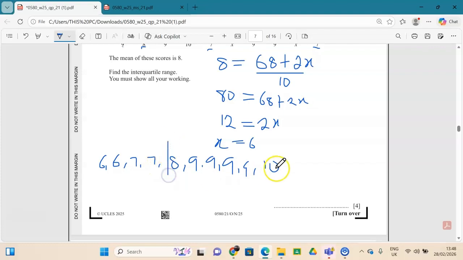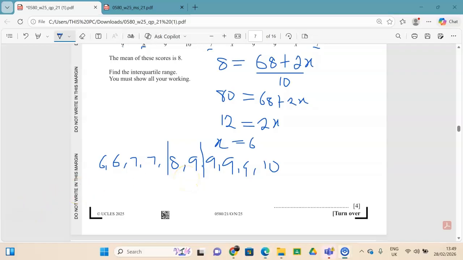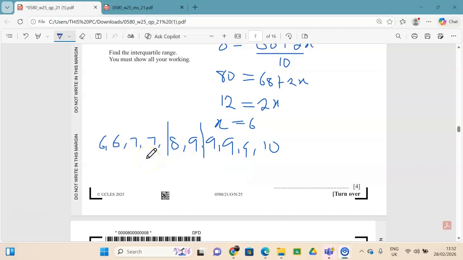This would have been the center: 1, 2, 3, 4. So, interquartile range. Now we can get the lower quartile here. The lower quartile is the median of this other half of the numbers. This is the median of the whole. If I add 8 and 9 and divide by 2, that will give me the median.